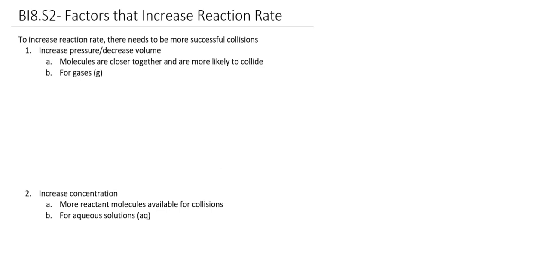Today we're going to continue on with Big Idea 8, Standard 2, Factors that Increase Reaction Rate. So at the end of the last lesson, we said in order to increase reaction rate, there needs to be more successful collisions. So let's say I had reactant A and reactant B, and we wanted to join them together to make compound AB. Well, in order for that to happen, A needs to collide with B. The more collisions we have, the faster that reaction is going to occur.